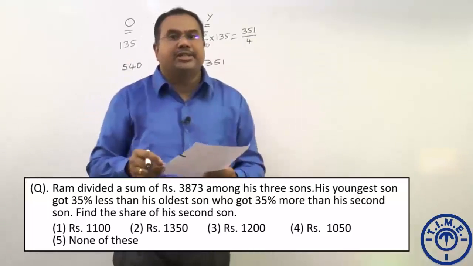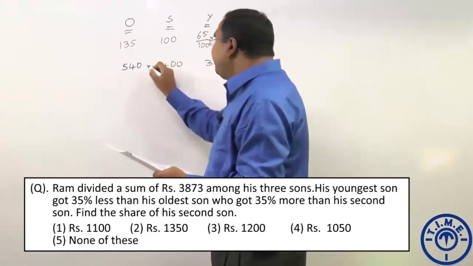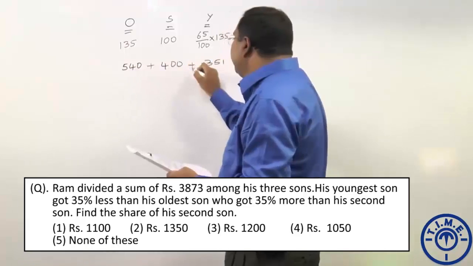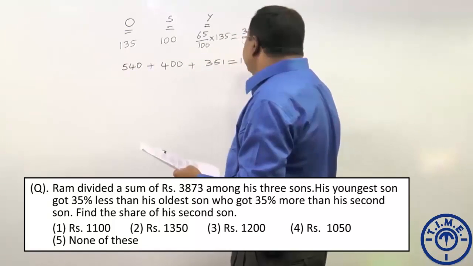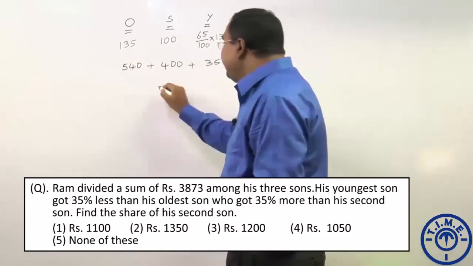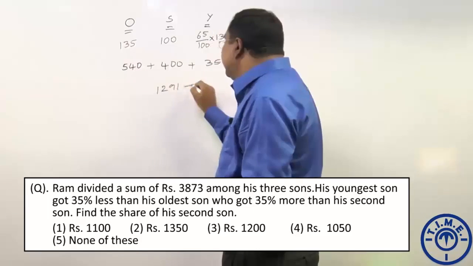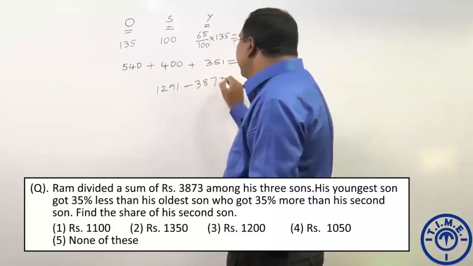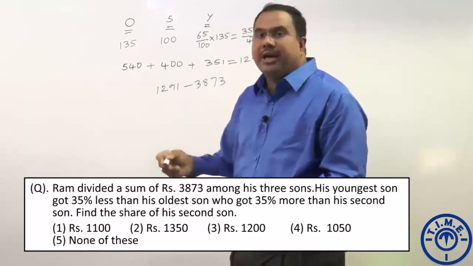Now, what is their total share? We need to add 540 plus 400 plus 351. The total share we are getting here is 1291. This 1291 is given as 3873.